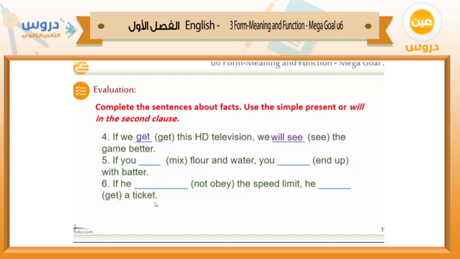Number 5: if you mix flour and water, what can we write here? If you mix, the same. If you mix flour and water, you end up with batter. You use it the same. End up with batter. Number 6: if he doesn't obey, what can you say here? If he doesn't obey the speed limit, he will get a ticket. He what? He will get a ticket.